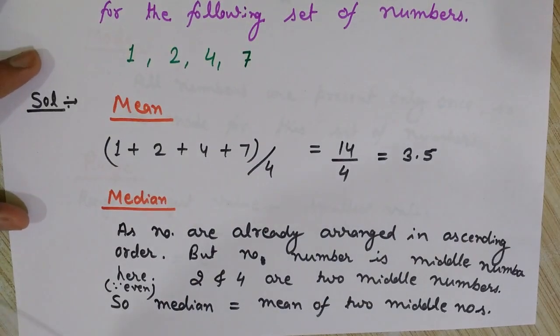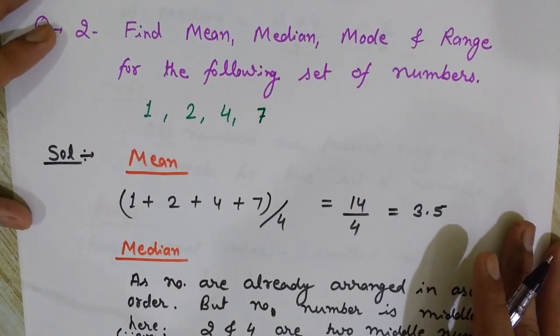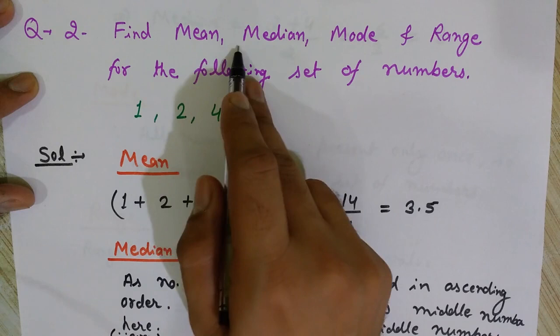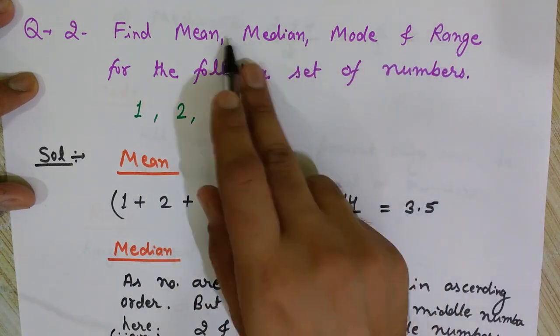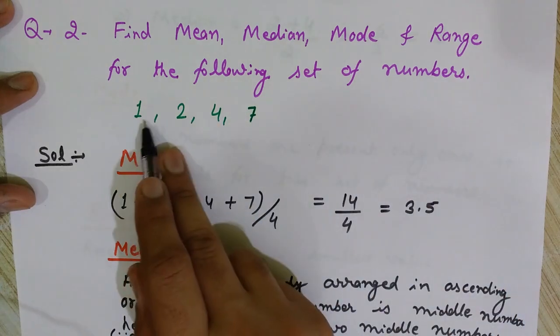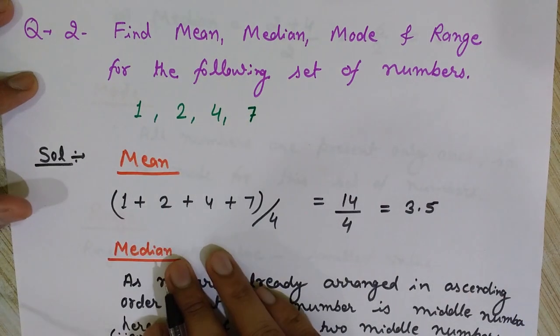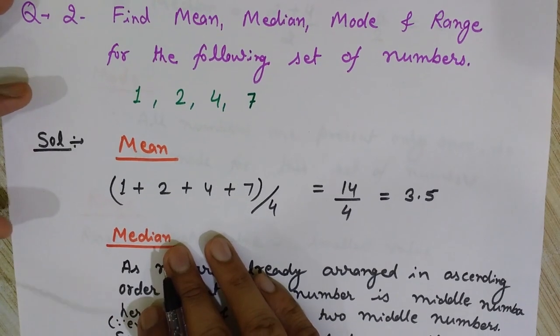Now we will see another example. We will see some more concepts in this example, so watch this example also. Our second example is: find the mean, median, mode and range, the same 4 values, for this given set of numbers. The set is 1, 2, 4, 7. Let's find all these 4 values for this number set.